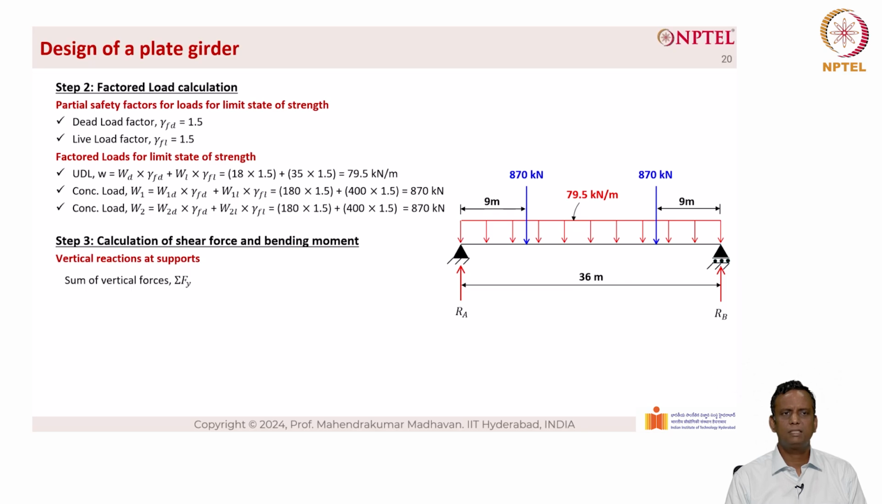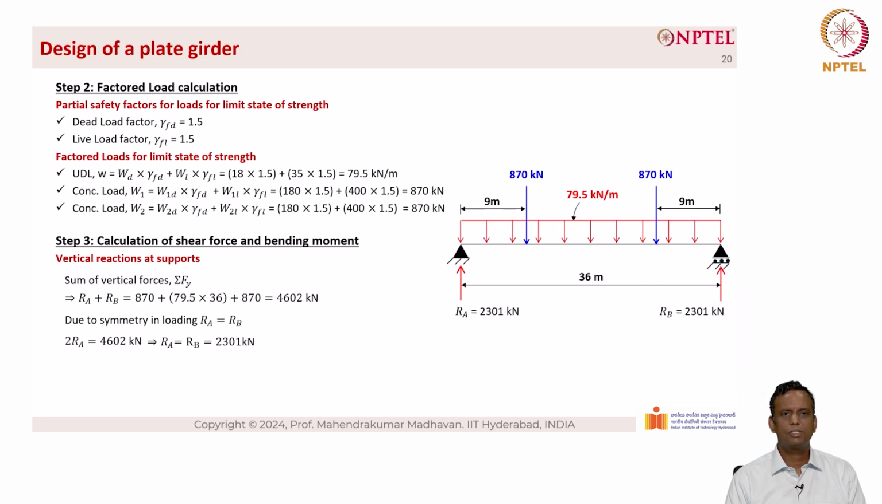The vertical reactions at supports are obtained from the summation of vertical forces, sigma Fy, which is equal to Ra plus Rb equal to 870 plus 79.5 into 36 plus 870, which is equal to 4602 kilonewton. Due to symmetry, Ra equal to Rb, therefore 2Ra equal to 4602 kilonewton, and Ra equal to Rb equal to 2301 kilonewton, which is the reaction acting at either end of the support. Now the factored maximum shear force is equal to 2301 kilonewton.